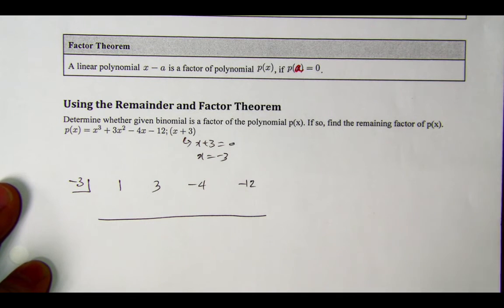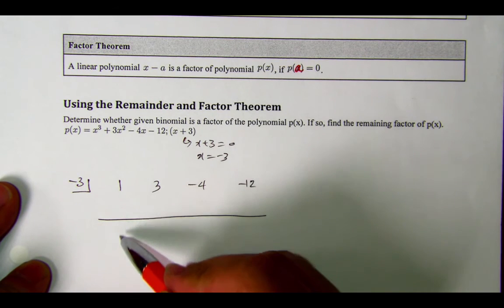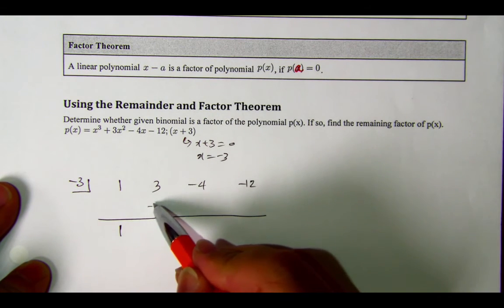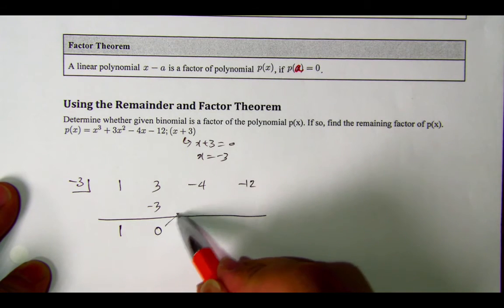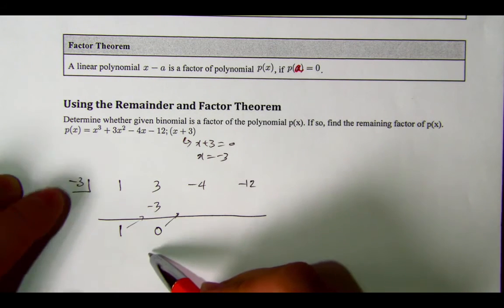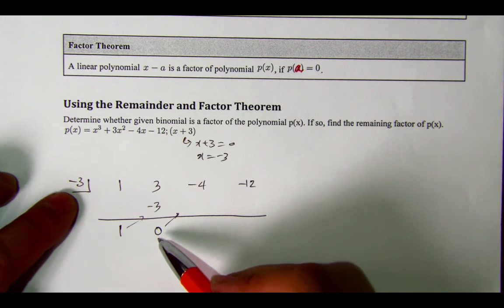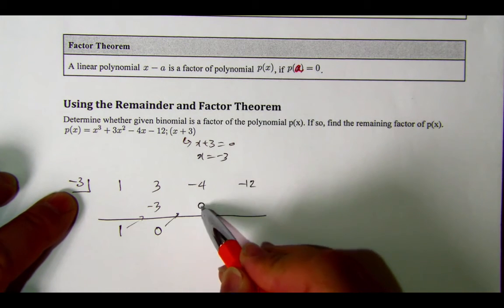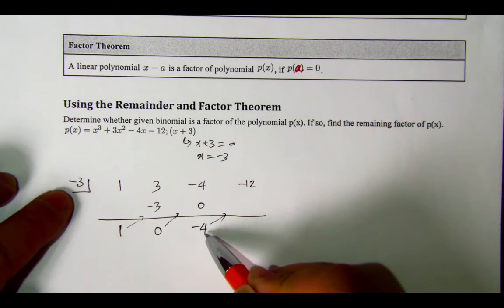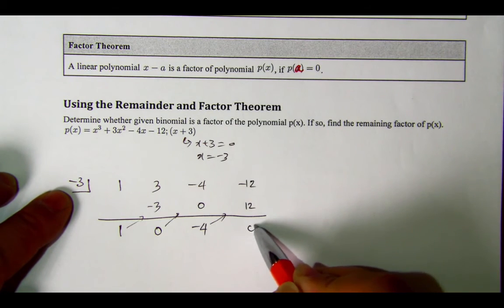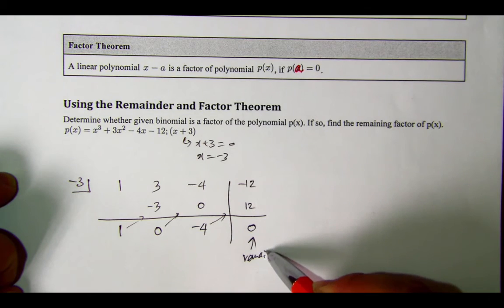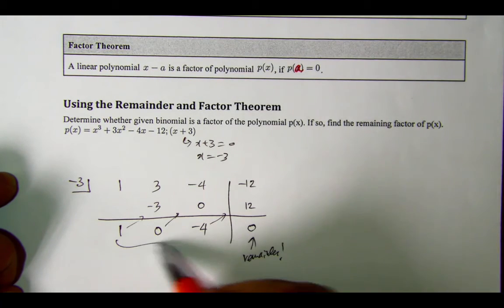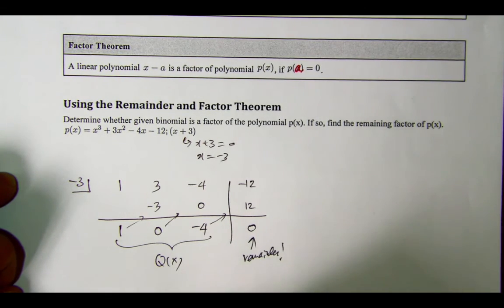Okay. So we're bringing the 1 down, multiply these 2, I get negative 3. Add these 2, I get 0. Every time I want to go diagonally across this way, guys, I always multiply by this number here, right? And negative 3 times 0 is 0. When you add these 2, negative 4, to go here you multiply, that gets 12, and that's a 0. Remember, this is the remainder, right? And this is the q of x.